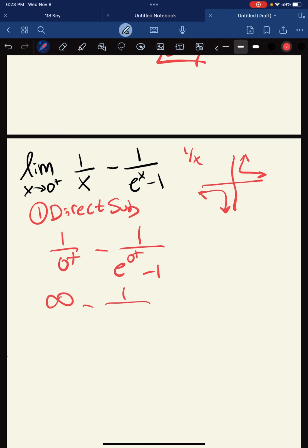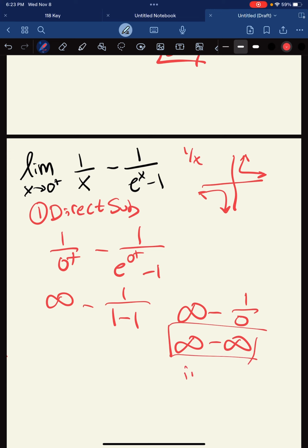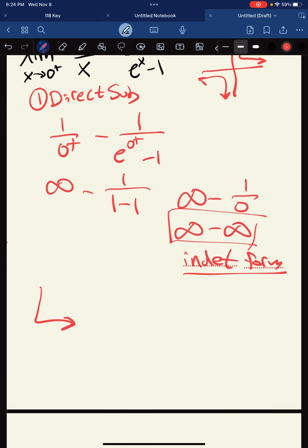And then over here we got 1 over e to the 0. Well, that's a value. Anything to the 0th power is just 1. So we get 1 over 1 minus 1. So then that evaluates to infinity minus 1 over 0. 1 over 0 is infinity, so we get infinity minus infinity. And this is going to be an indeterminate form. So that means we need to take L'Hopital's rule.